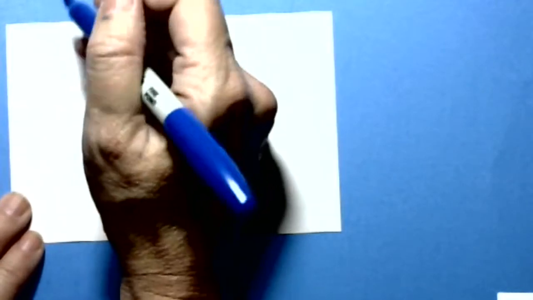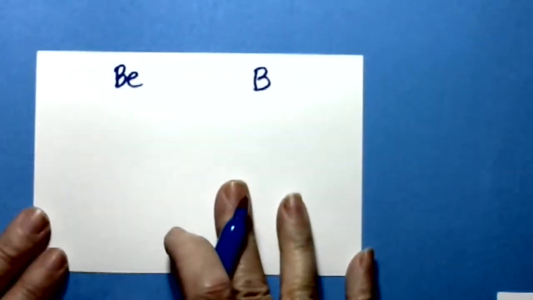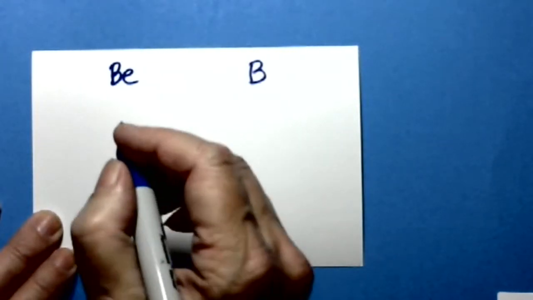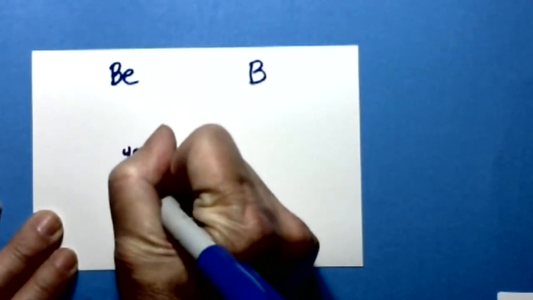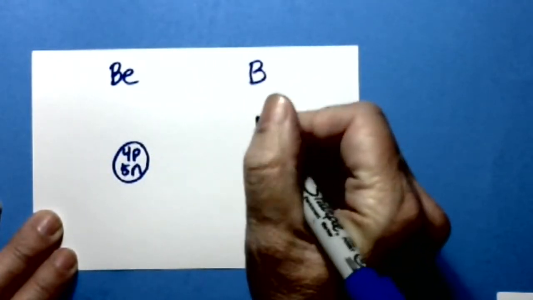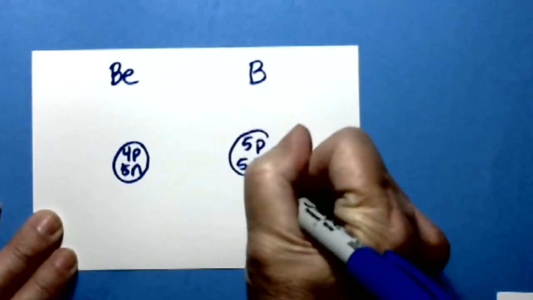Now, I hate to go back to Bohr, but sometimes it's a little bit easier to see than this. So just for now, we're going to draw little Bohr atoms, all right? So we have beryllium and we have boron, okay? It's a little bit easier to draw, but we know it's not exact. So we have 4 protons and 5 neutrons for beryllium, and we have 5 protons and 5 neutrons for boron.